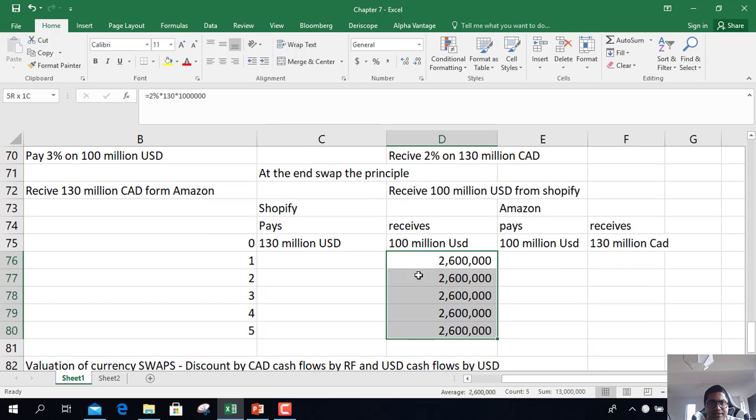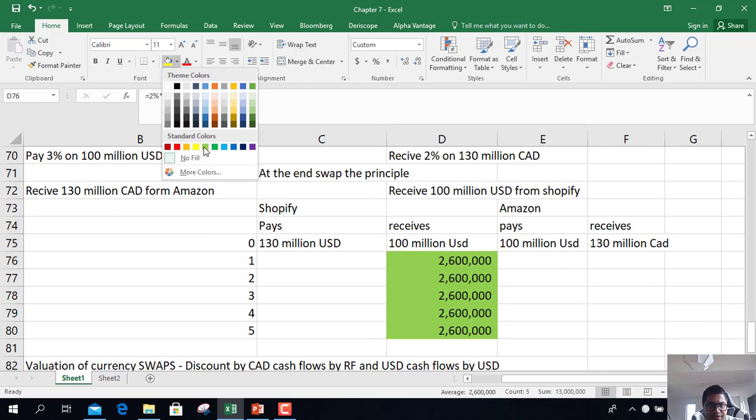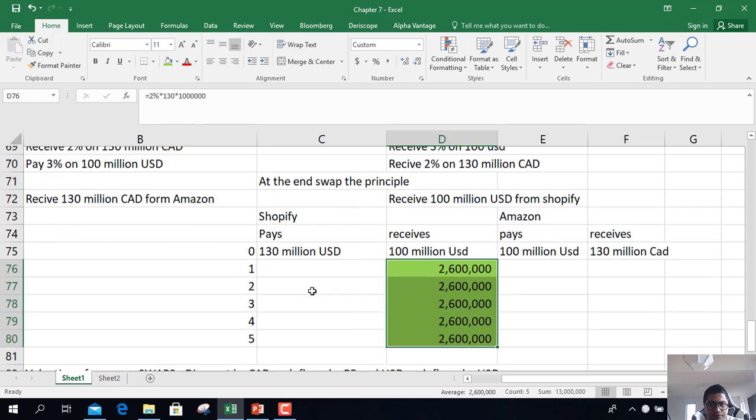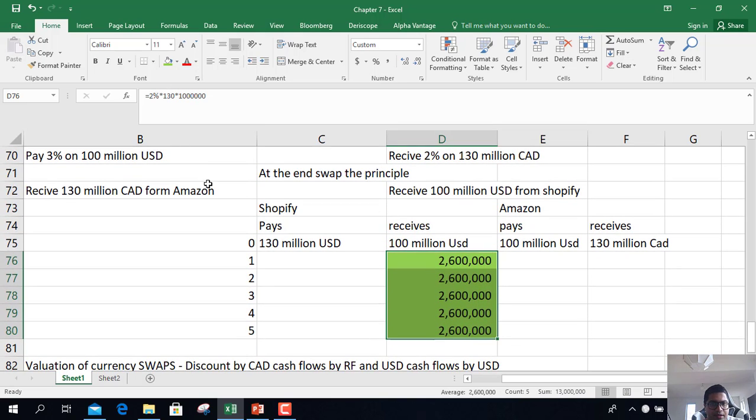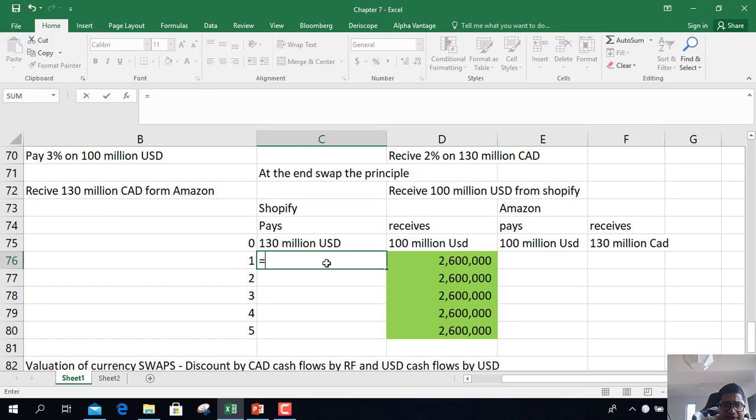I'm highlighting this in green, so green is Canadian. And it pays 3% on 100 million USD.